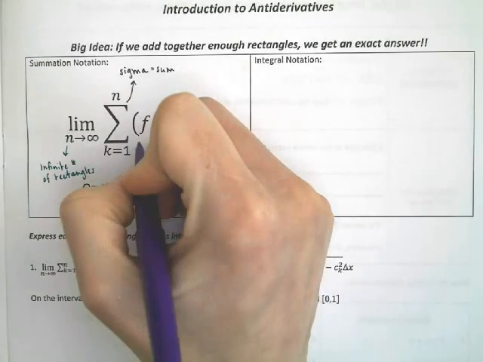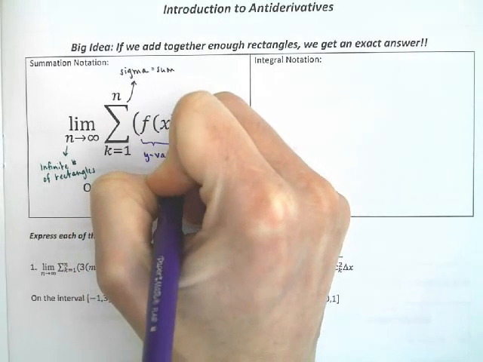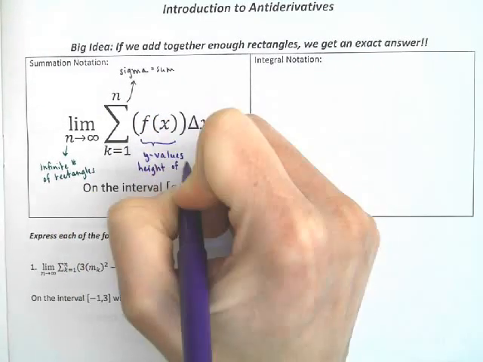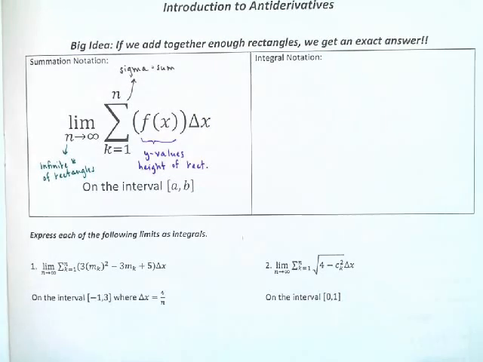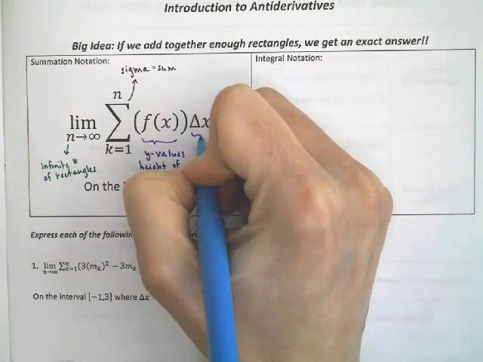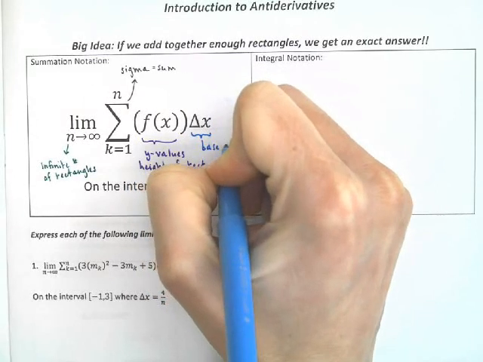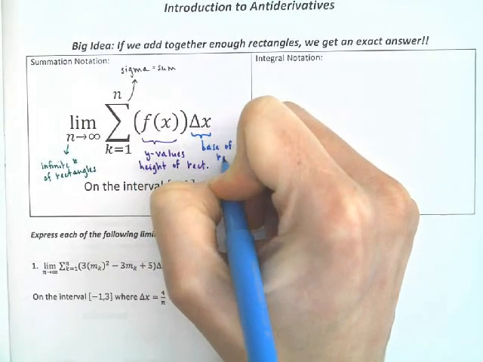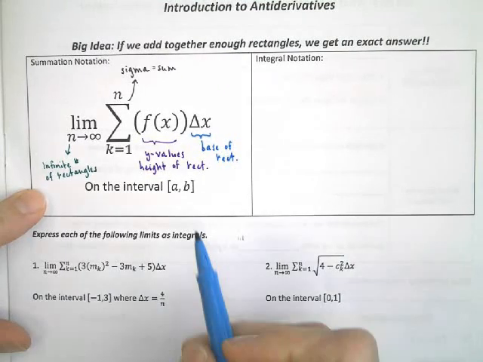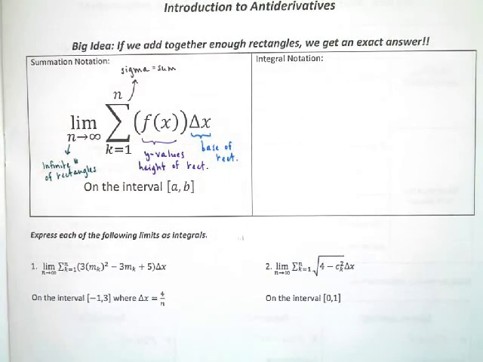Now, in our notation, we have this f of x, right? That's indicating the y values or the heights of the rectangles. Now here, this delta x, the change in x, is representing the base of the rectangle. What is the width of that base? And obviously, if we think of dividing this up into an infinite number of rectangles, that's going to be a really, really small number, a really small change in x.